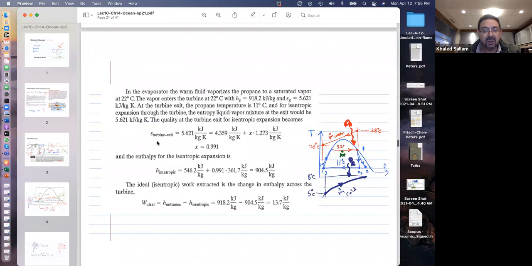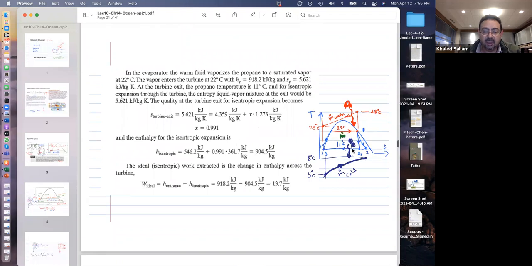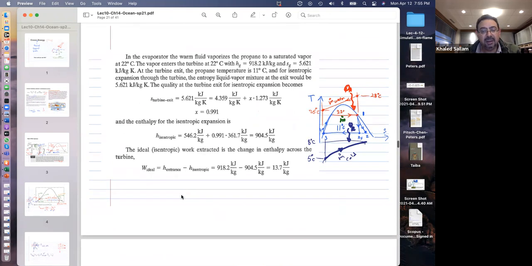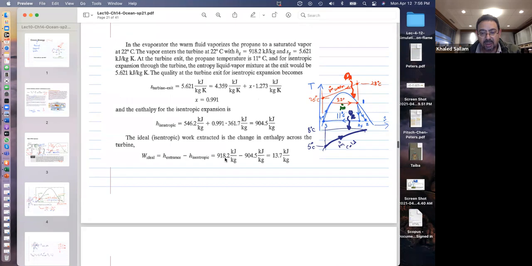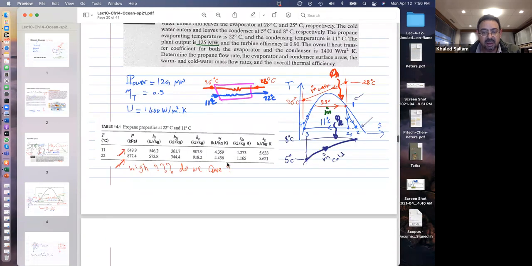Okay, so he's trying to get the entropy here. Then he will go and get the quality over here. Then he uses the formula to calculate the H over here. Then he calculates the ideal work, right? And be careful, that book sometimes makes number mistakes, just math mistakes. But I guess this time he did it right.